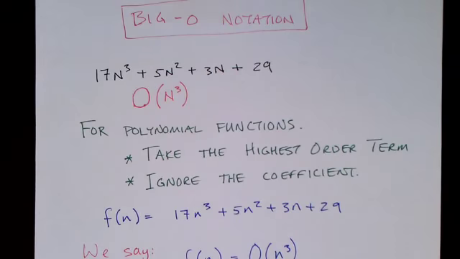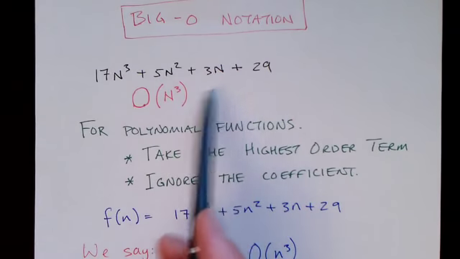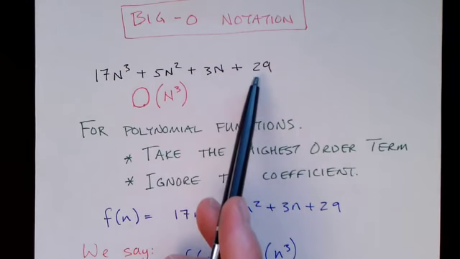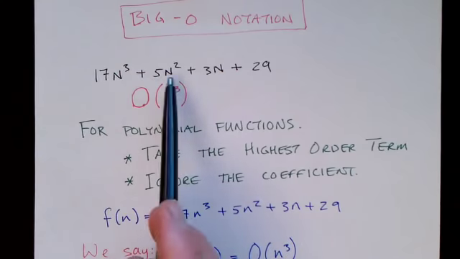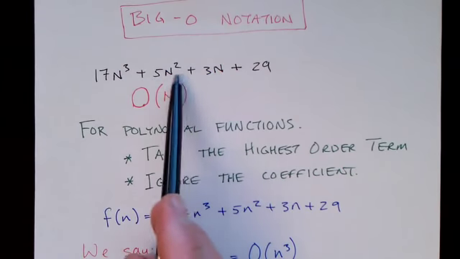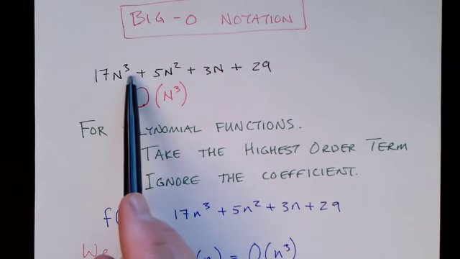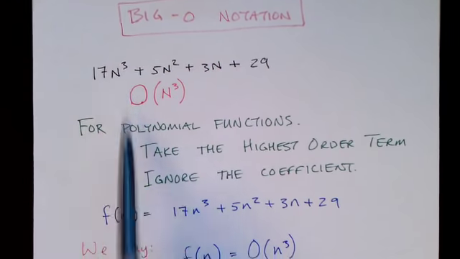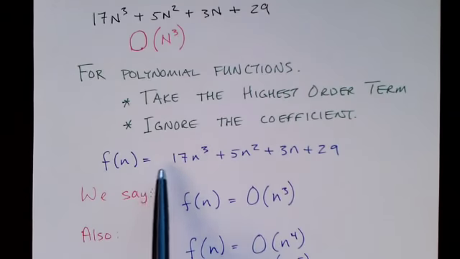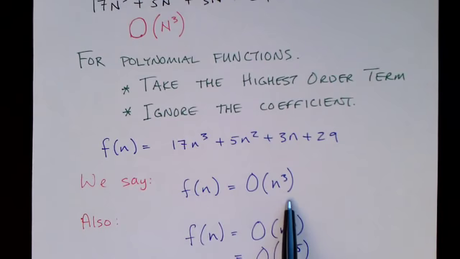Many of our functions that express running time will be of the form of polynomials, such as the one I gave before. And in order to figure out the order of this polynomial, the rules are pretty simple. We just take the highest order term. In this case, we have a linear term, a squared term, and a cubed term. So we just look at the highest order term, which in this case is 17n cubed, and we ignore the coefficient. So that gives us n cubed. So we write that information this way. F of n is order n cubed.